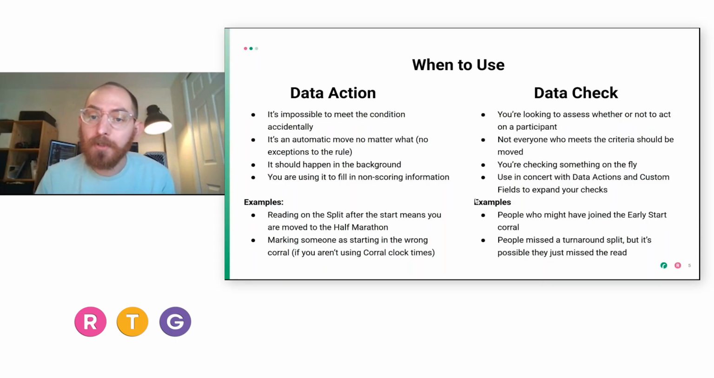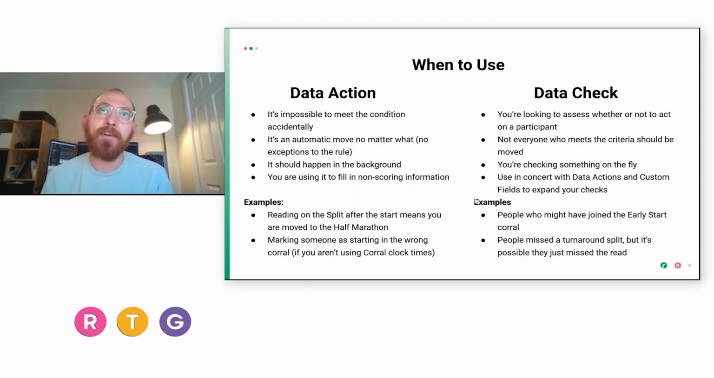So now for data checks, you're looking to assess whether or not to act on a participant. These are the kind of conditions where you're not absolutely certain that everyone who meets these conditions will absolutely get moved or get their data changed. So you're checking something on the fly. It could be just some data, where you want to see how many people are in this current state. You could use it in concert with data actions and custom fields to expand your checks.